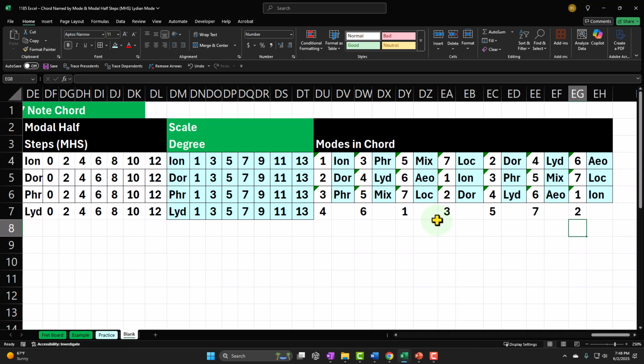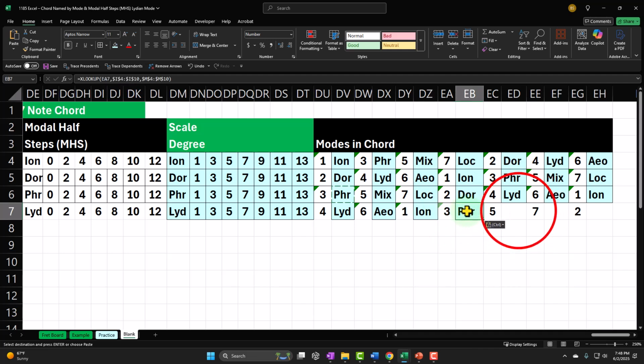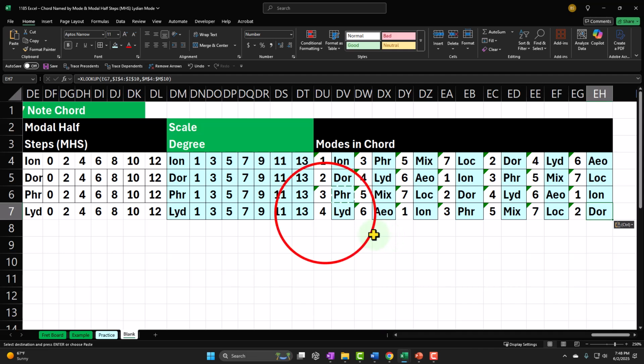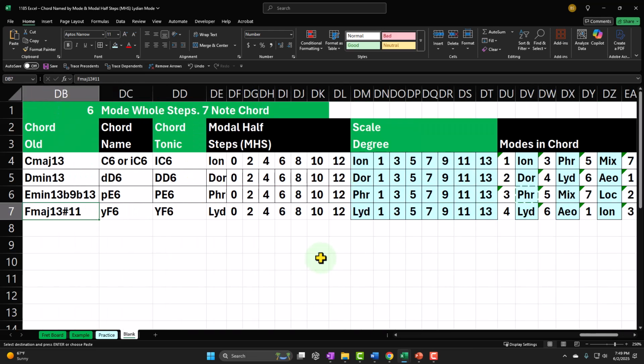I think that's right. Okay, so then that means we would have a Phrygian. No, we're on the Lydian, and then you hold down an Aeolian, and then an Ionian, and then a Phrygian, and then a Mixolydian, a Locrian, and a Dorian. Or in other words, you just hold down the absolute modal numbers of a 4, 6, 1, 3, 5, 7, 2. You just hold those down, and that's how you make a 7-note Lydian chord. Okay, so it's pretty straightforward.